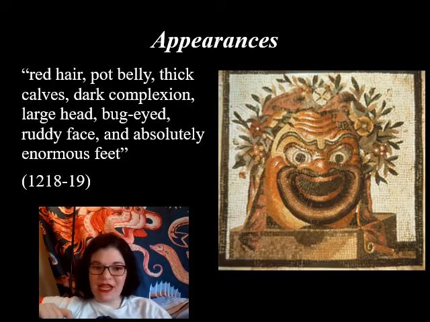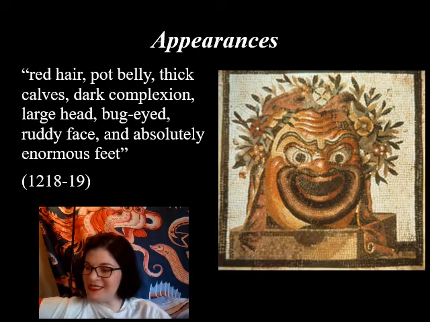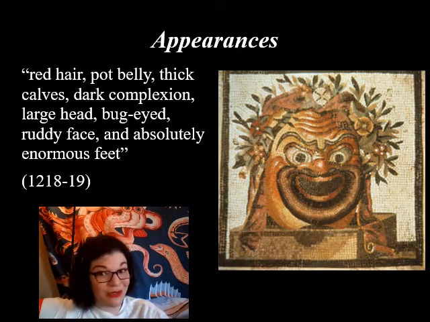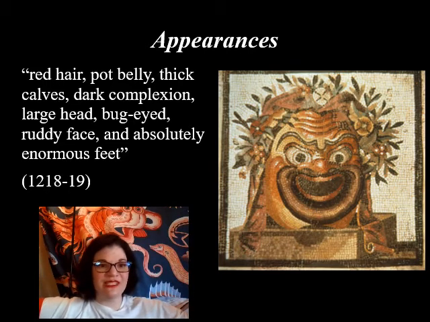An interesting side note that we see in the Pseudolus is a moment where the playwright describes the physical features of Pseudolus. And this is one of the few moments where we see the kinds of stereotypes Romans are imagining when they're imagining an archetypal enslaved person. So he's got red hair, a pot belly, thick calves, dark complexion, large head, bug eyes, ruddy face, and absolutely enormous feet.